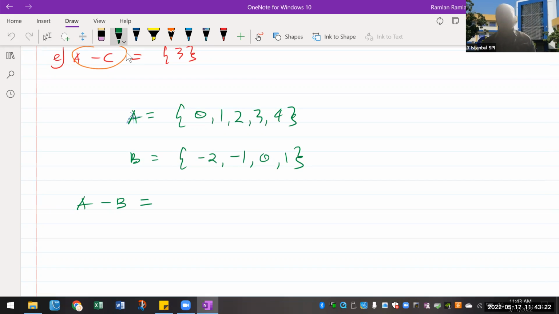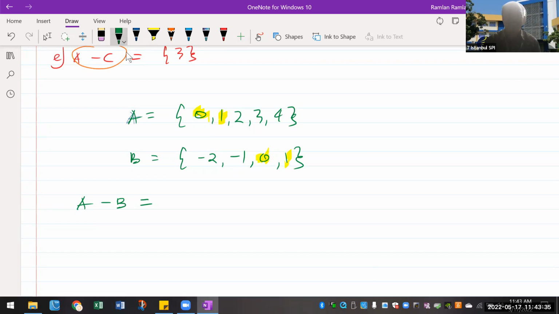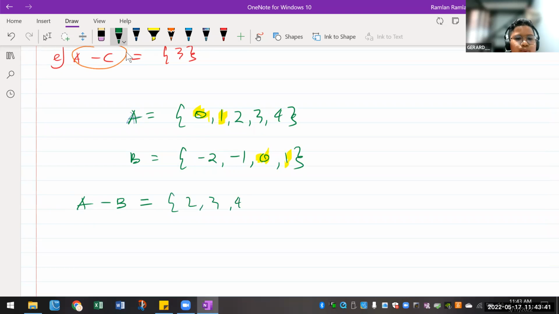Oke, langkah pertama tadi gimana? 0 dan 1 ada yang sama. Berarti hasilnya 2, 3, 4. Yang kita tulis adalah 2, 3 dan 4 karena yang di-subtract adalah si A. Kalau dibalik berarti -2, -1, Pak.